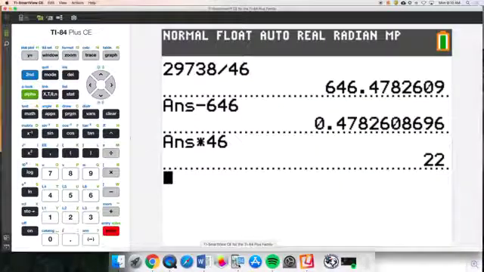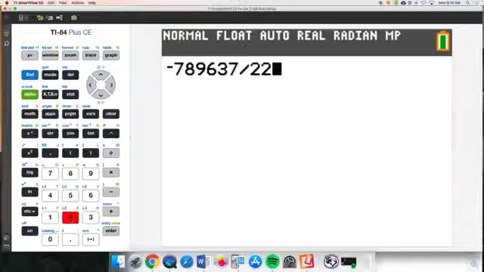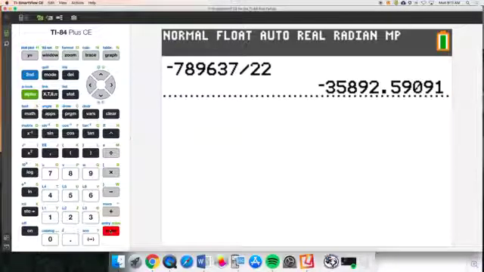So don't just forget about the negative, right? That's common sense. So let's flush, okay? And now we'll type in negative 789,637. And we'll divide that by twice the denominator. If you divide it by the denominator, 11, you're going to be getting the number of half rotations, not full rotations, okay? Hit enter, and that's that many.